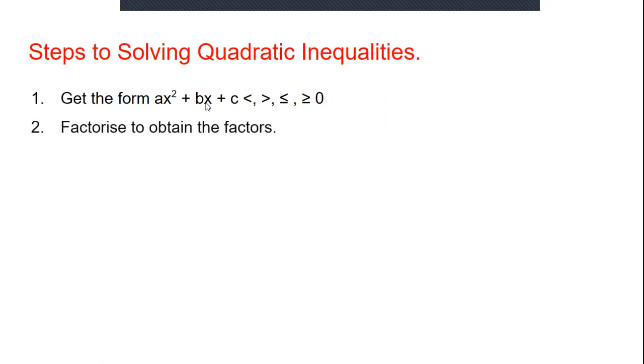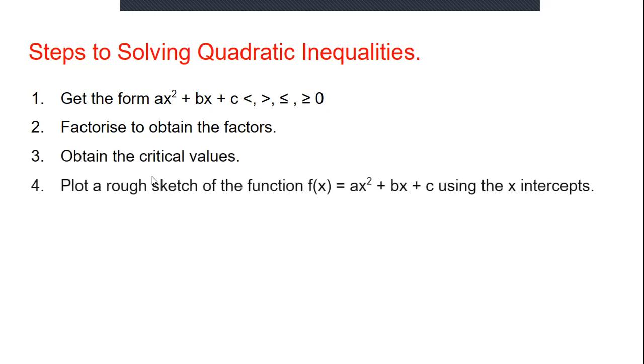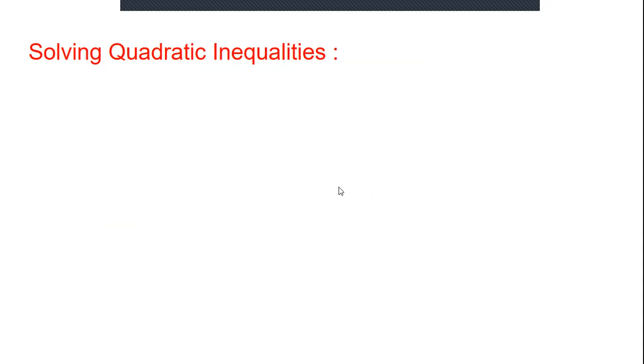Then you factorize the ax squared plus bx plus c expression to get the factors, and then you obtain the critical values. Then you plot a rough sketch of the function ax squared plus bx plus c, using the x-intercepts, which are the critical values, and the guide is the x-axis. Okay, so let's draw our axes.